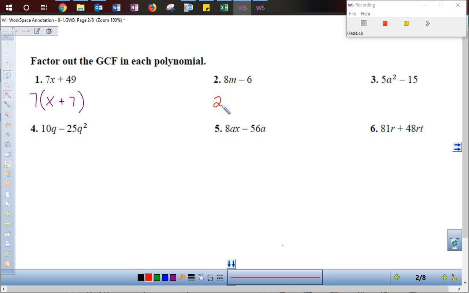Then I'm going to look at the variables. My first term has a variable of m, and my second term doesn't have a variable at all, so I can't factor out a variable. So let's see what I have left.